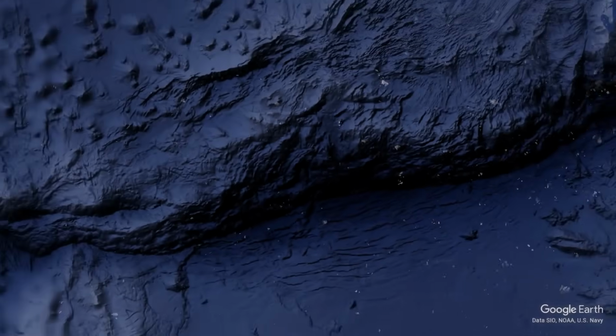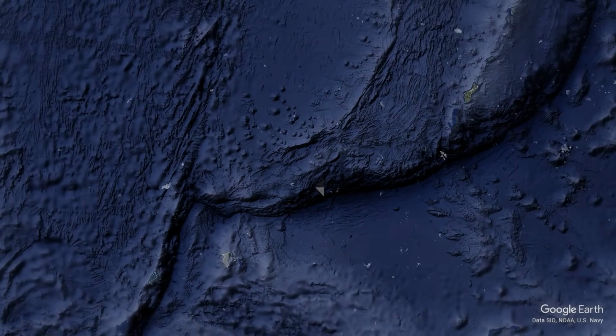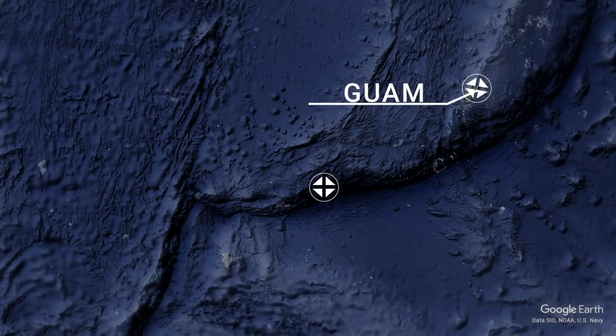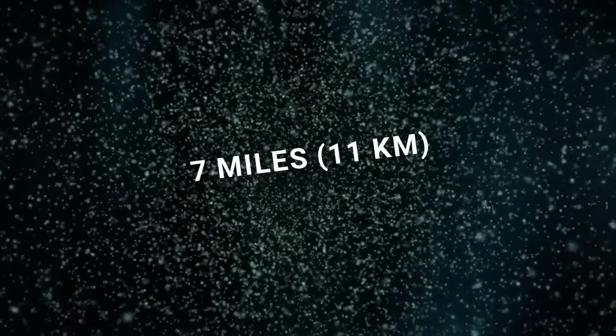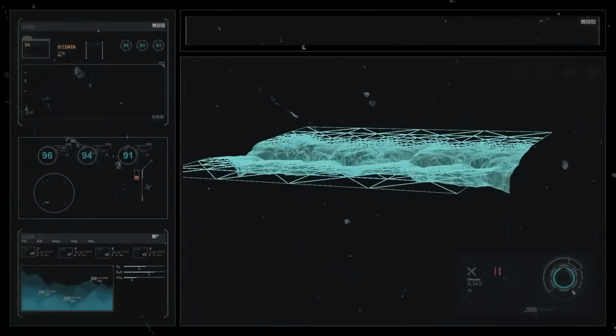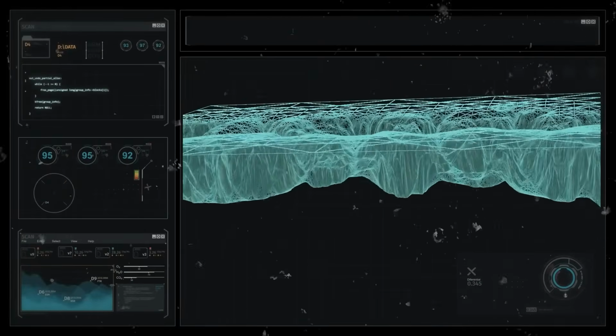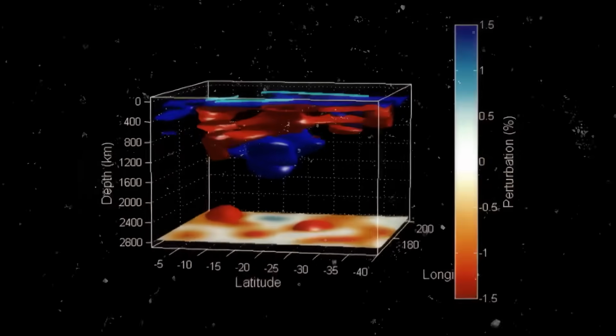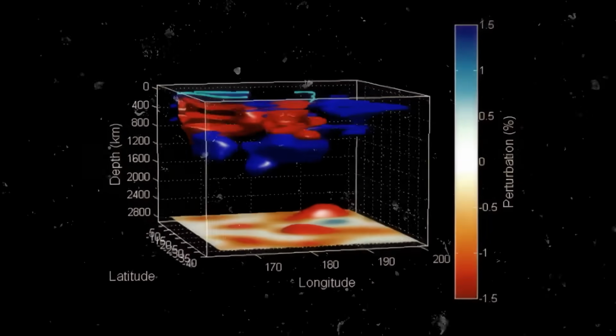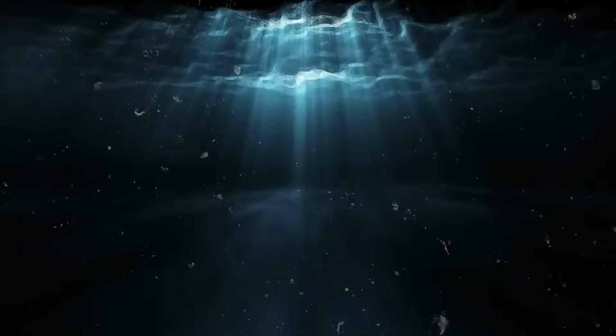One of the most extreme examples of this activity is the Mariana Trench, located east of Guam. At 7 miles deep, it's the deepest ocean trench on Earth. It was formed by a process called subduction, where one tectonic plate is forced beneath another, sinking deep into the Earth's mantle. The Mariana Trench is one of the most mysterious places on Earth.